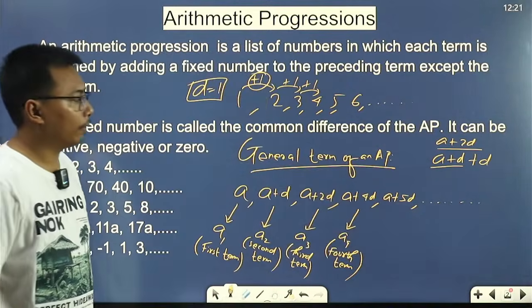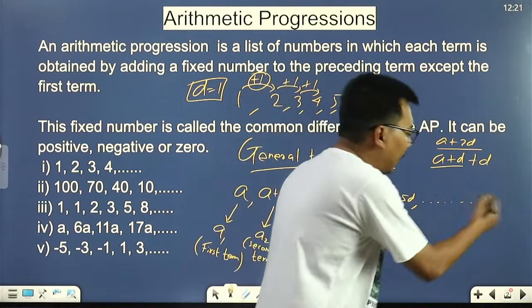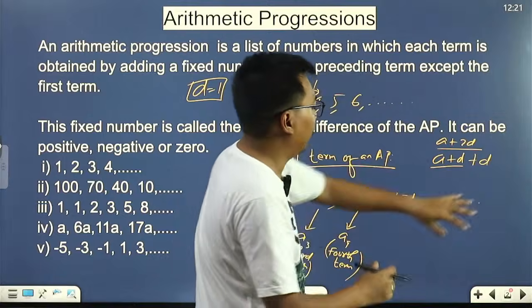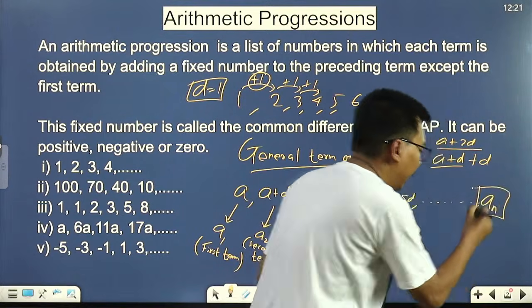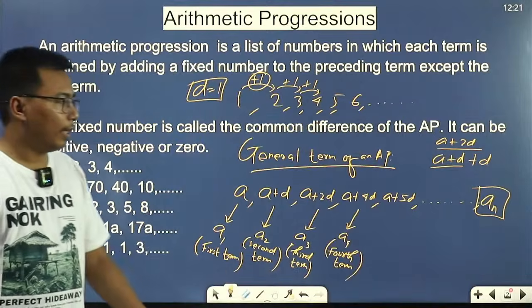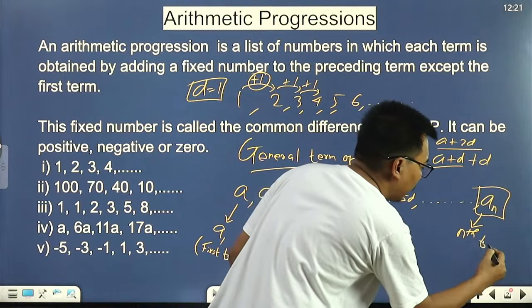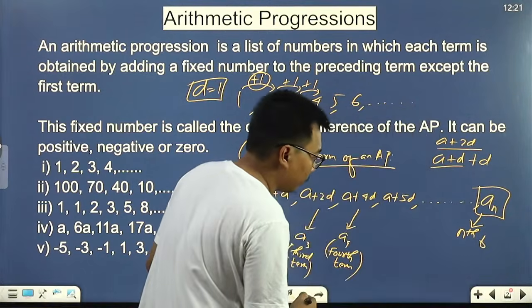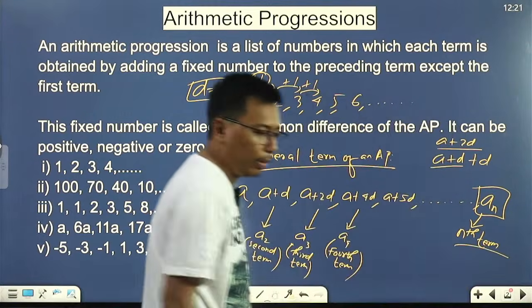And here we have a last term. How do we represent the last term? Using AN. What do we call this AN? AN is our nth term.